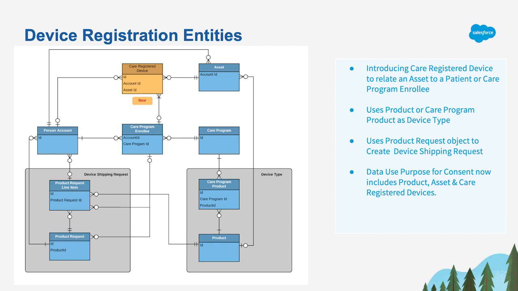A device can be registered to a patient directly or through a care program. We're using our standard products to represent a device type. Once you've made the device type accessible, a device can be registered as an asset. A device can be shipped to a patient as well in many instances, and we use product request line item to capture where the device will be shipped to. The care registered device is the new object that keeps track of who the device has been registered to.